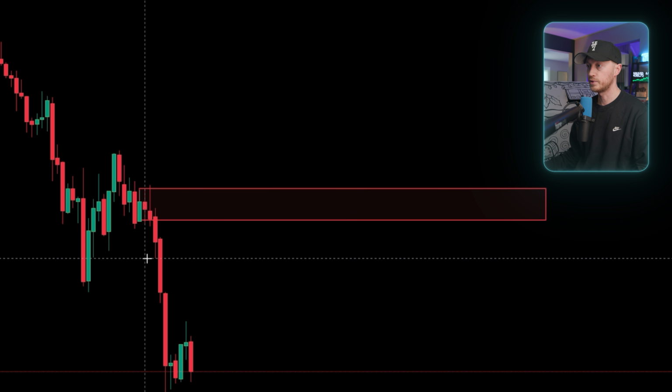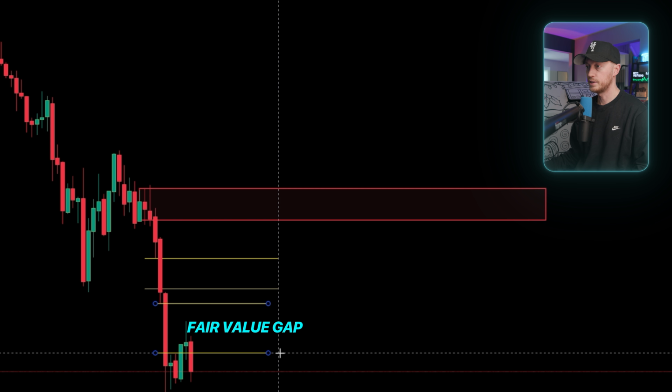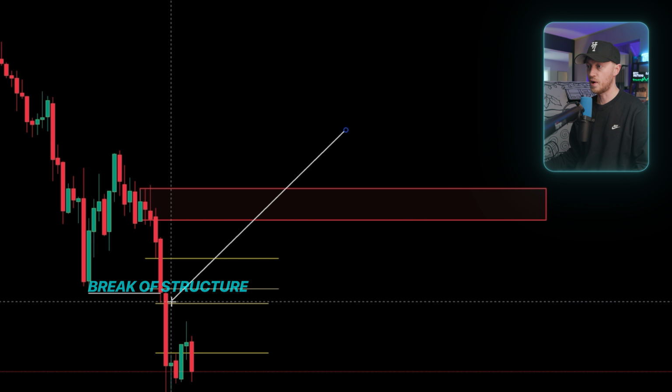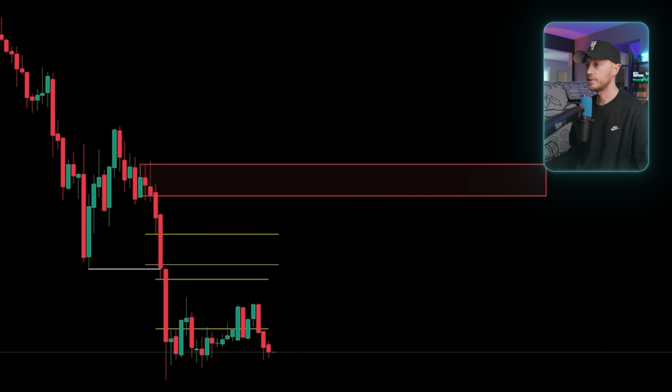What do we have here? We've got a fair value gap right there, another fair value gap right here. We have the break of structure right here. 1, 2, 3, 4, 5 red candles in a row, and I'm waiting for price to come back to my level, right? That's what I want to do.